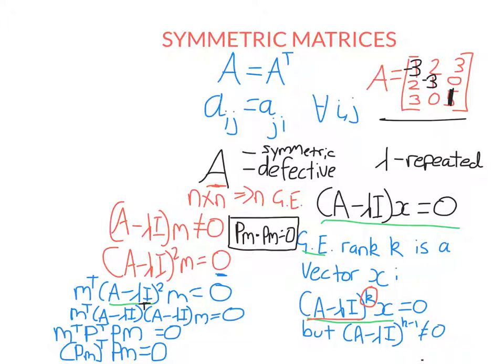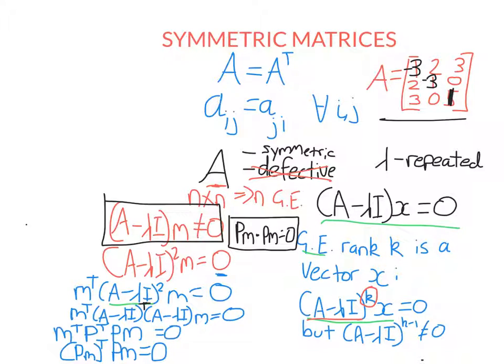That would mean, because P is A minus lambda I, that this has to equal 0. But we said it can't equal 0. That is a contradiction. So that means here that if A is symmetric, it can't be defective. It can't have any generalized eigenvectors with rank greater than 1.